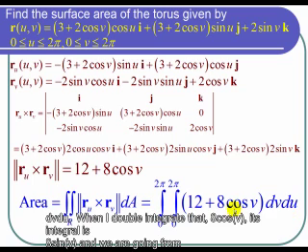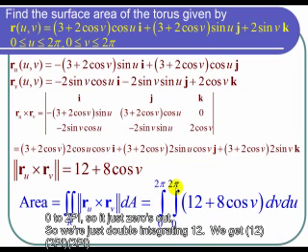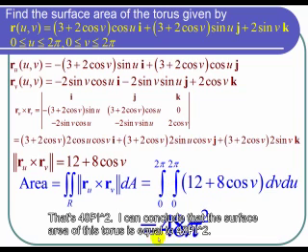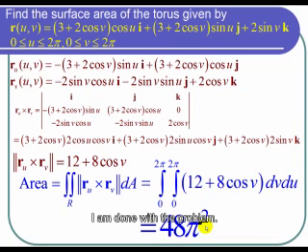And when I double integrate that, 8 cosine v, its integral is 8 sine of v, and we're going from 0 to 2 pi, so it just zeroes out. So we're just double integrating 12. So we get 12 times 2 pi times 2 pi, and that's 48 pi squared. So I can conclude that the surface area of this torus is equal to 48 pi squared. And I'm done with the problem.